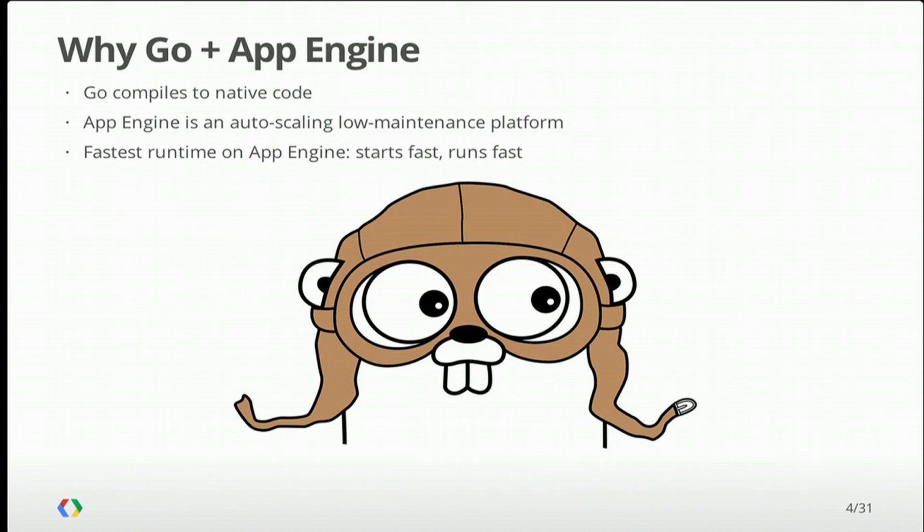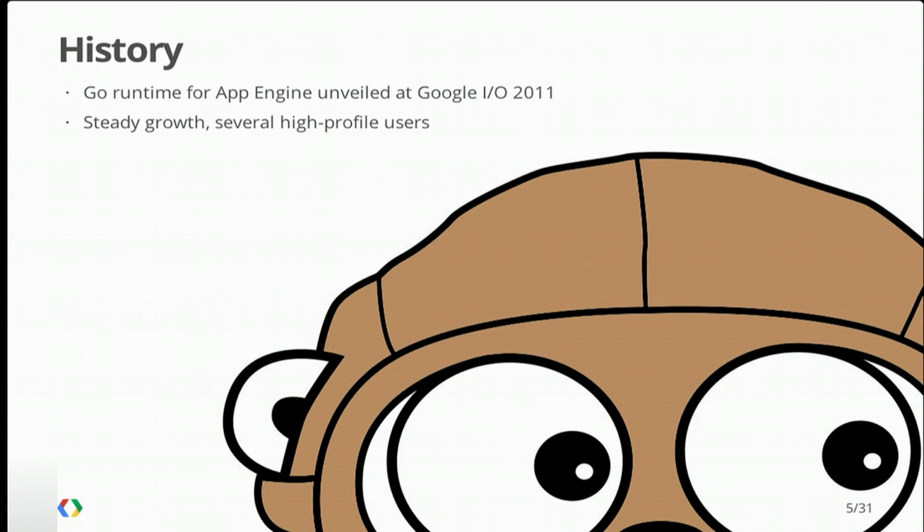Combining these two together, we get the fastest runtime for App Engine. It starts really fast, it runs really fast, it keeps your instance hours down low, it's cheap for what it does, and you've got code running at full machine speed, so you can do sophisticated actual processing, not just serving text. So we first unveiled the Go Runtime for App Engine here at Google I/O 2 years ago. And since then, we've seen a lot of people adopt it. It's grown over time. It's supported more of the App Engine APIs. It's got better tooling. And we've seen steady growth and several high-profile users.